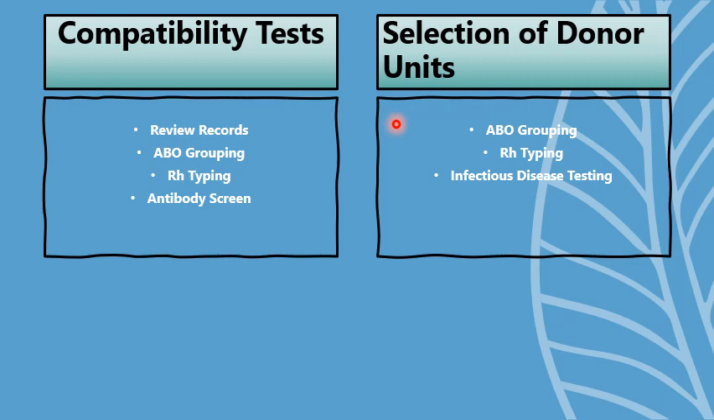So again, once ma-receive na ng transfusion facilities yung blood unit, they should do ABO grouping, RH typing, and infectious diseases na tests para i-confirm na tama yung details na galing sa mga blood suppliers.